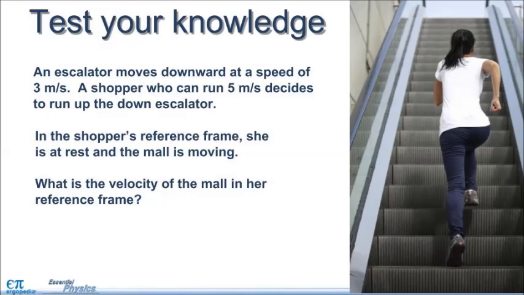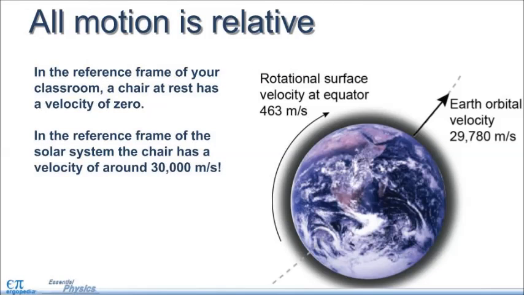In the shopper's reference frame, she is at rest and the mall is moving. What is the velocity of the mall in her reference frame? The answer is minus 2 meters per second. All motion is relative. In the reference frame of your classroom, a chair at rest has a velocity of 0. In the reference frame of the solar system, the chair has a velocity of around 30,000 meters per second.